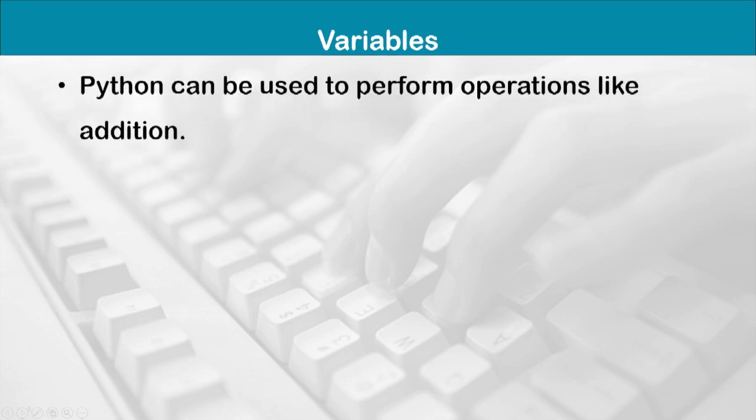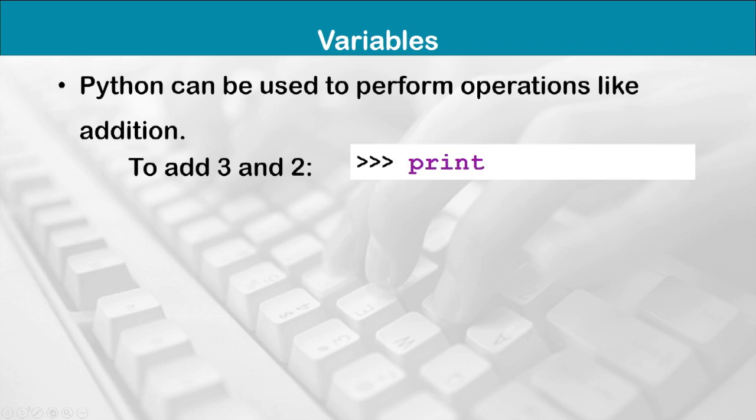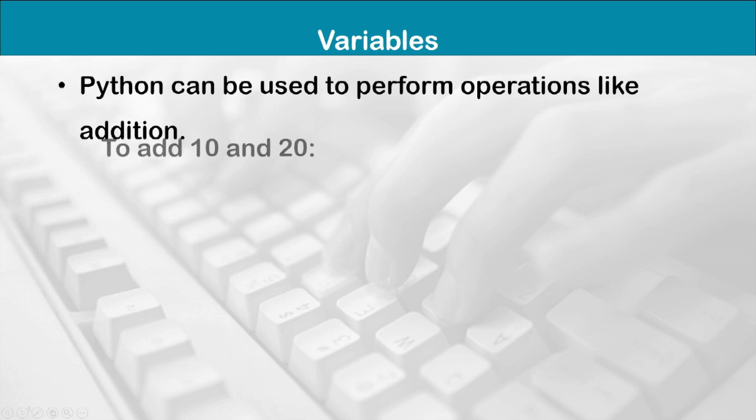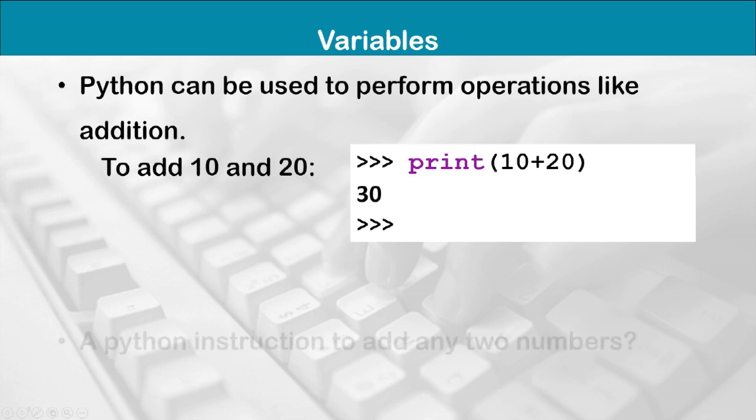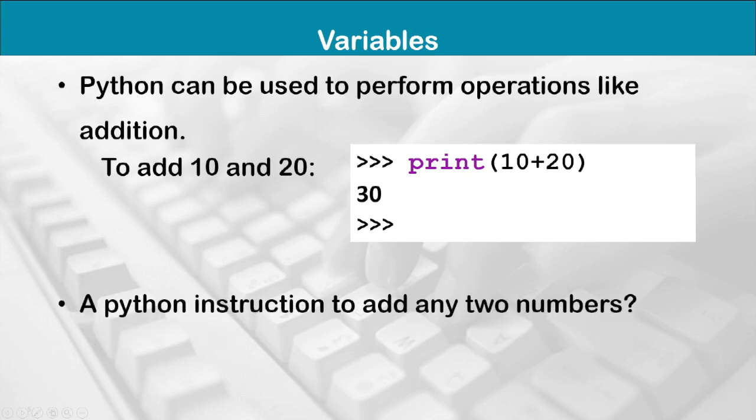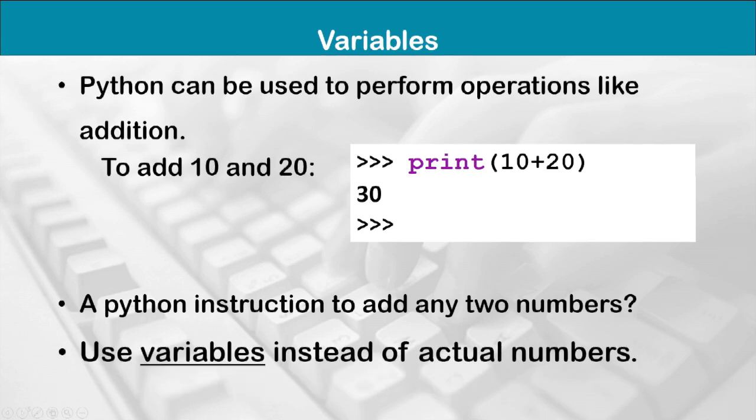Python can be used to perform operations like addition. To add 3 and 2, we can execute the instruction print 3 plus 2 and get the answer 5 as expected. To add 10 and 20, we execute the instruction print 10 plus 20. Python displays 30 as the answer. But how can we write a Python instruction to add any two numbers? The answer is to use variables instead of actual numbers.